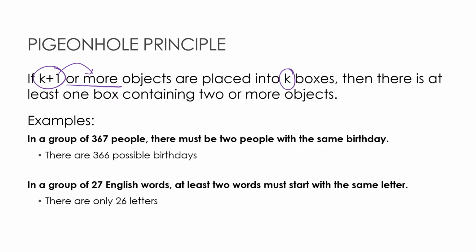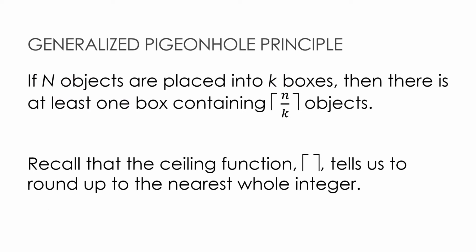So for example, let's say you have 367 people in a room. Well, there must be 2 people that have the same birthday because there are 366 possible birthdays. In a group of 27 English words, at least 2 must start with the same letter because there are 26 letters in the English alphabet, and if there are 27 words, at least 2 of them must start with the same letter. So of course there is a mathematical way to determine this.